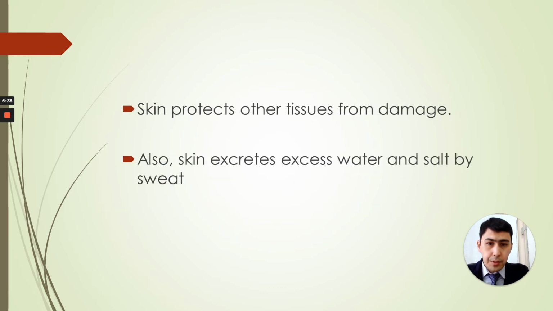So skin protects other tissues from damage because all the other organs are located inside the skin. That's why skin protects them. And also skin excretes excess water and salt by sweat. So it has two functions that it can do at the same time.